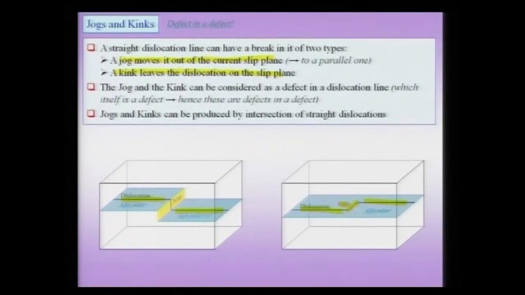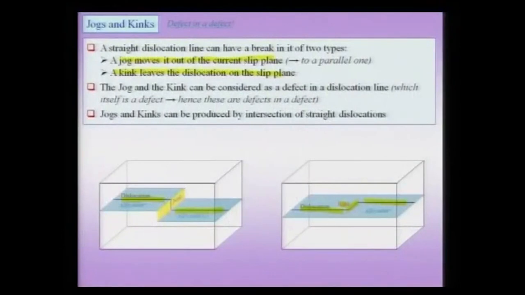If this is my slip plane, then these kinks might be glissile and they can move along the slip plane. To reiterate, there are two kinds of defects which are important, and as we shall see later, these jogs and kinks can actually be produced by dislocation reactions. That means, if two straight dislocations interact with each other, you can have a production of a jog or a kink. In the case of a jog, a dislocation line moves out of the slip plane into a parallel one, while in the case of a kink, the dislocation remains in the same plane.